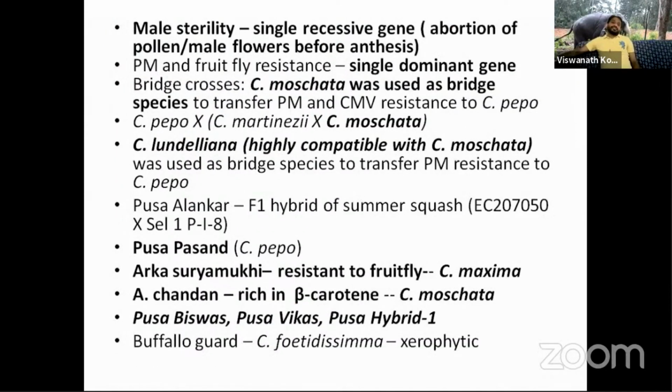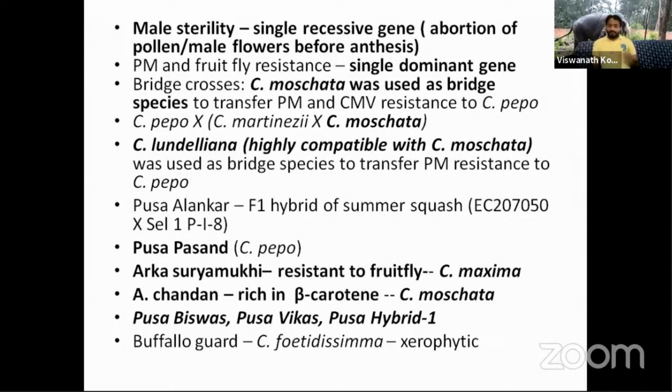So here also male sterility is reported but not commercially utilized, and the male sterility is characterized by the abortion of pollen or male flowers before anthesis. Before anthesis means before opening of the flower. Before opening of the flower, the pollen aborts. So the male sterility operates. And powdery mildew and fruit fly resistance is governed by a single dominant gene.